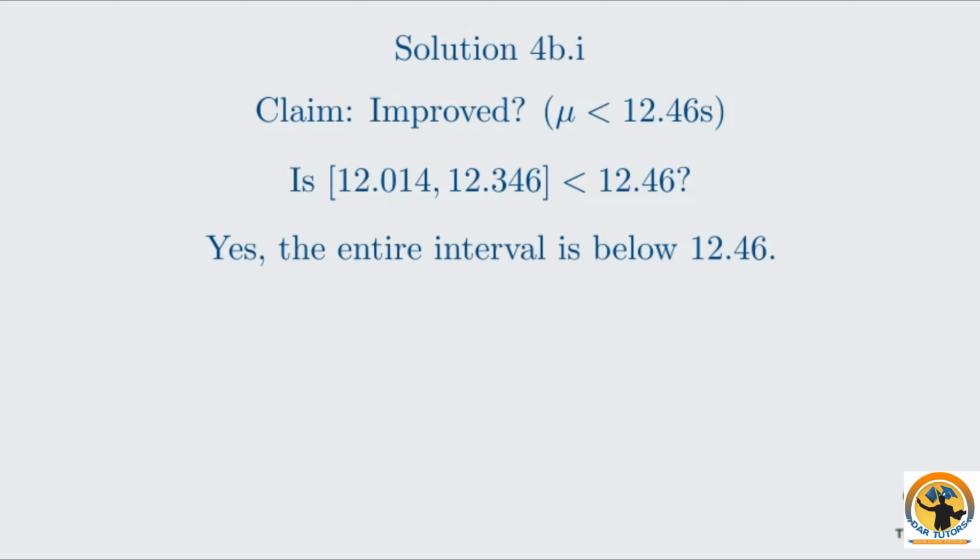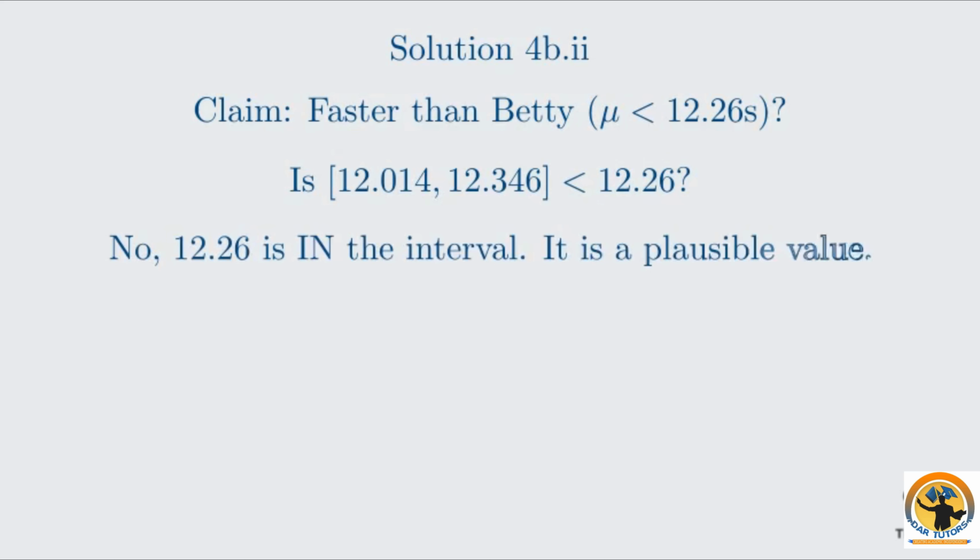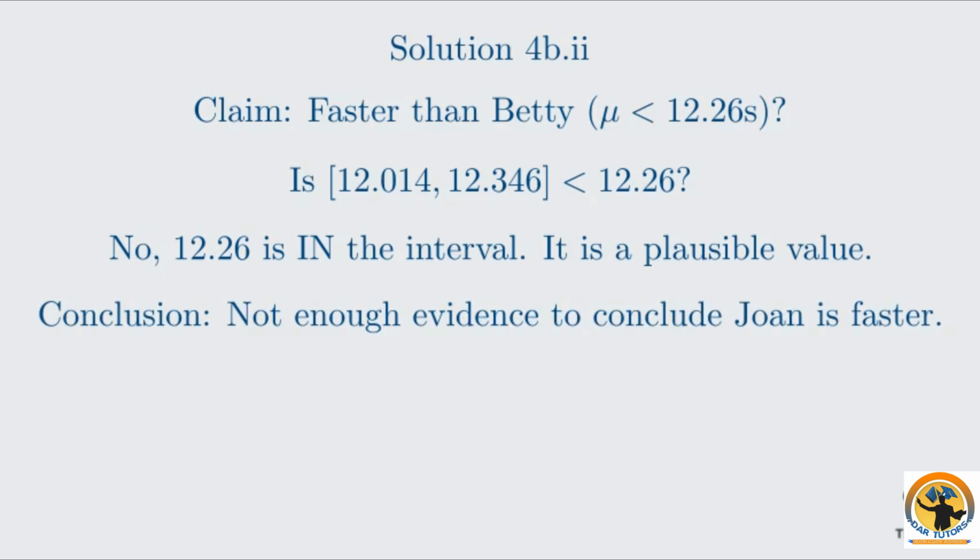The second claim is that Joan is now faster than Betty, who runs the 100 meters in 12.26 seconds. To be faster, Joan's time must be less than Betty's time. We check if our entire interval is below 12.26. The interval is 12.014 to 12.346. The value 12.26 is inside the interval. This means that, based on our sample, it is plausible that Joan's time is faster than Betty's. But it is also plausible that Joan's time is slower, or about the same. We do not have conclusive evidence to state with 95% confidence that she is faster than Betty.